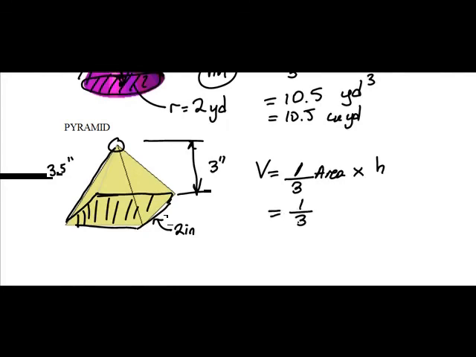1/3 area of the base, which is 2 by 2, times height. Which height? 3 or 3.5? 3.5 is the slanted one, 3 is the straight one. So it is going to be 3. 3's will go away. 2 times 2 is 4, and that's going to be cubic inches. Okay, let me write this a little bit cleaner. Cubic inches. You can also put 4-inch cube.